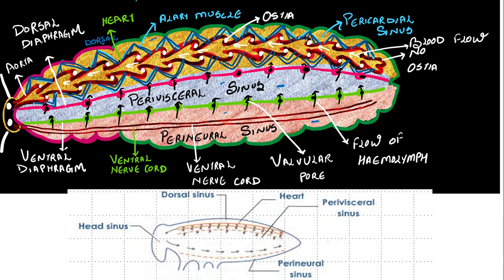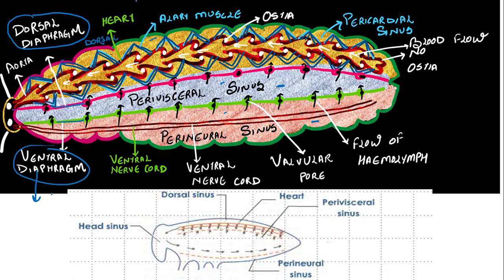These are divided by the diaphragm. So, two diaphragms are present. One is towards the dorsal side, the pink color one which you can see. The other one is towards the ventral side, the green color one which you can see. Now, is this diaphragm the same as the diaphragm which is present in our body?